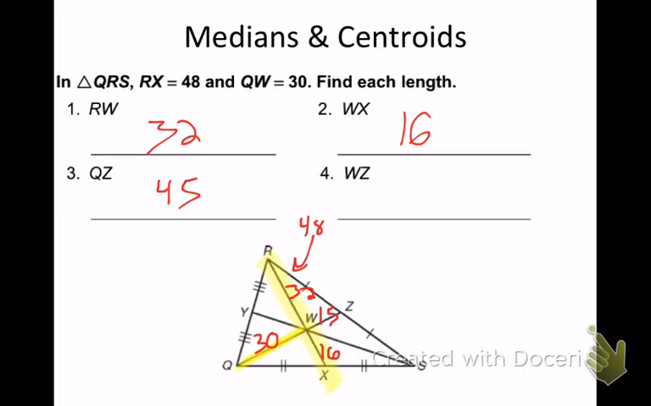And the last one, number 4, WZ. What's WZ? 15. We found that already as well. So again, it helps to find the smallest segment first. Because then you're just dividing, and then you're just multiplying from there.